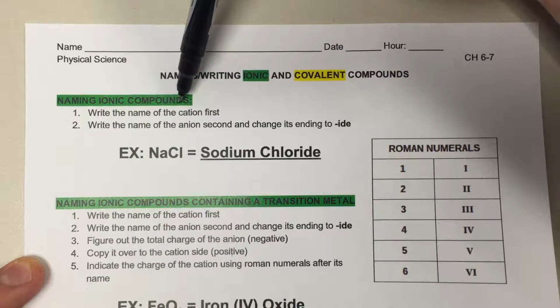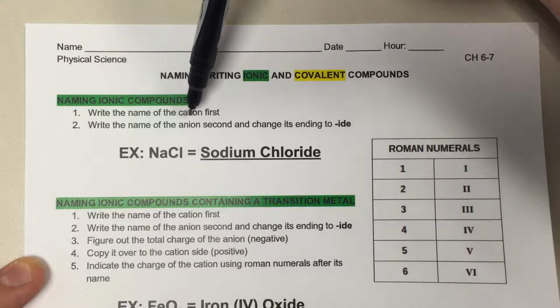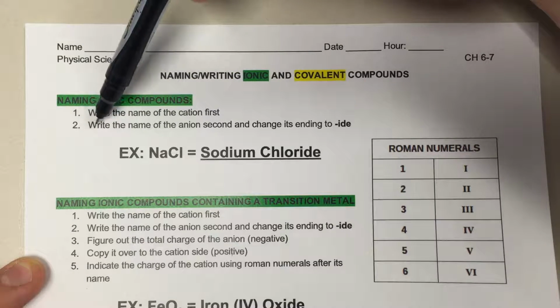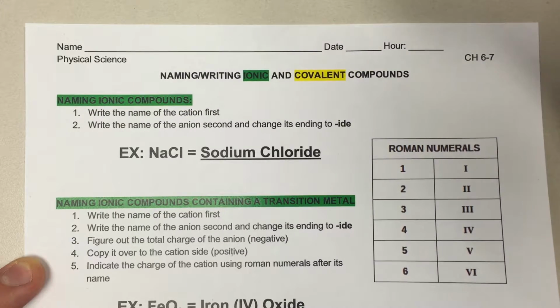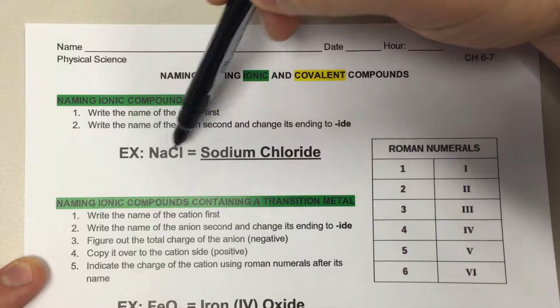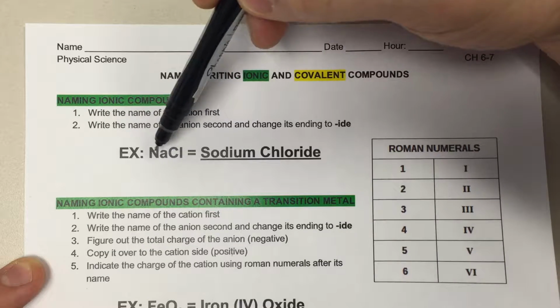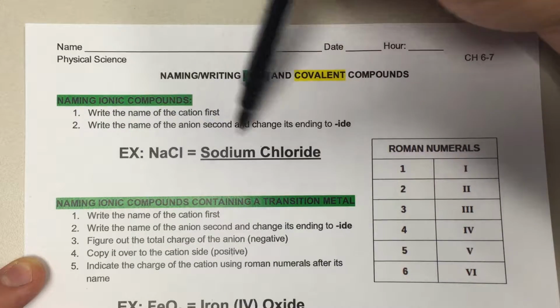Naming ionic compounds. The first thing that you do is you write the name of the cation, which is the positive ion, first. Then write the name of the second, the anion, and change its ending to IDE. These are called binary ionic compounds when there are two elements. And these are the rules, and this is going to turn into this.